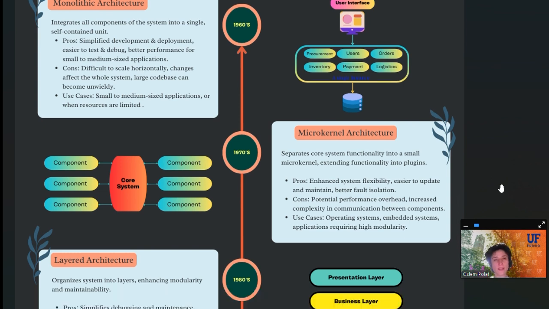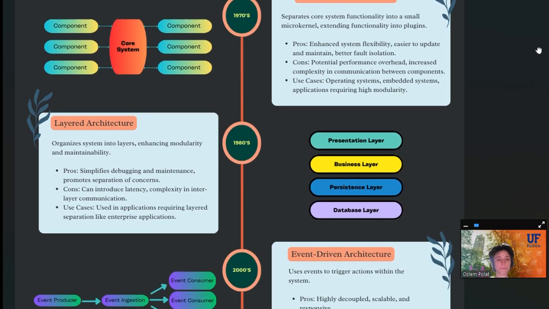In the 1970s, the microkernel architecture became popular. This pattern emphasizes separating core system functionality into a small microkernel, extending functionality into plugins. It enhances system flexibility and improves fault isolation. On the downside, it can introduce performance overhead and increase complexity in communication between components. This architecture is often used in operating systems, embedded systems, and applications requiring high modularity.